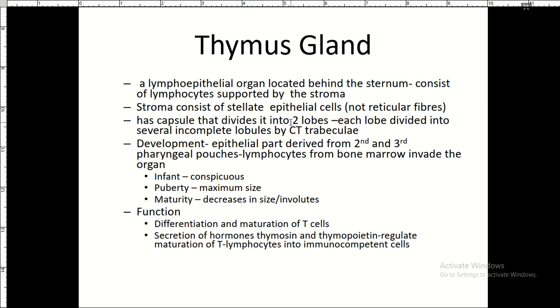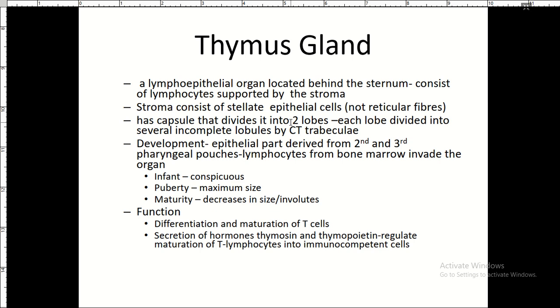The second and third pharyngeal pouches of the endoderm form the epithelia. The lymphoid cells come from the bone marrow, which comes from the mesoderm. So the thymus gland originates from the endoderm and the mesoderm. True.